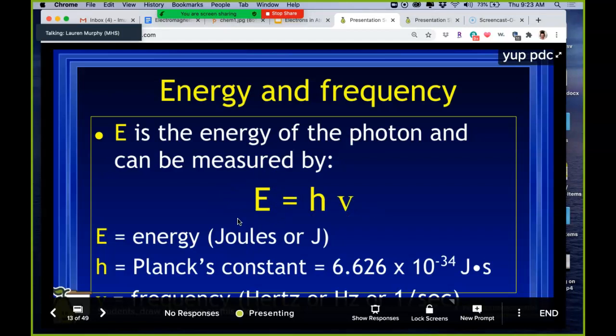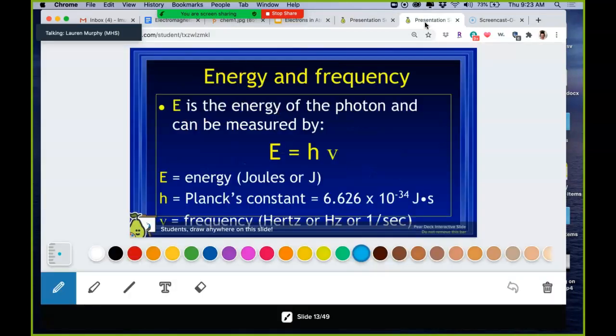It's E, which stands for energy, and then it's h, which is a set number, meaning you don't have to memorize it. It is always this number. This is called Planck's constant, 6.626 times 10 to the negative 34th joules times seconds. And then the frequency again is hertz, 1 over seconds, s to the minus 1. This is the same normal frequency. So this is the equation for determining how much energy something has based on its frequency.